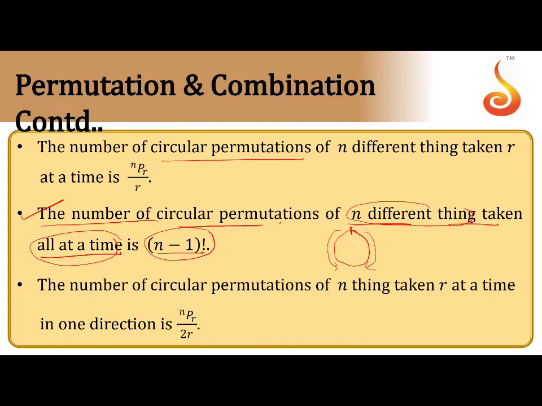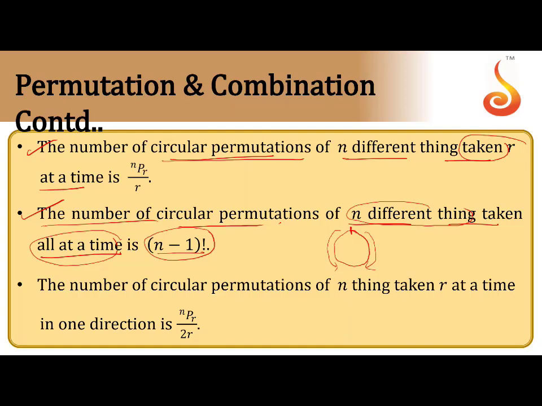Suppose we are taking only a few things. In that case, the number of circular permutations of n different things taken r at a time, instead of all at a time, is nPr divided by r. The proofs and all are not required. These are competitive exam topics, so you have to remember some formulas. That's enough.